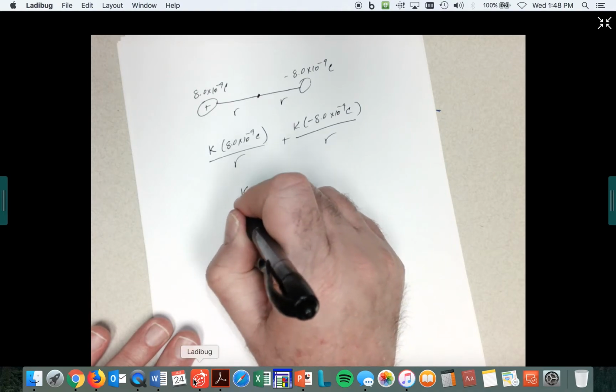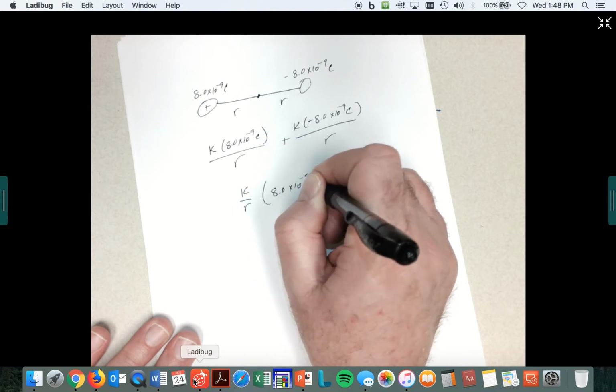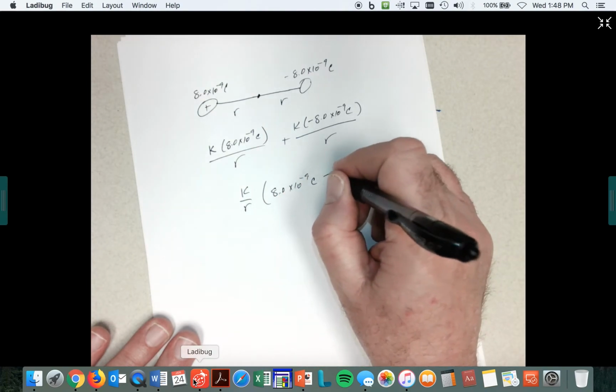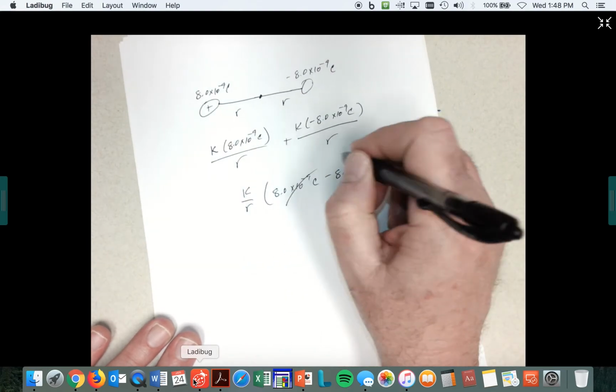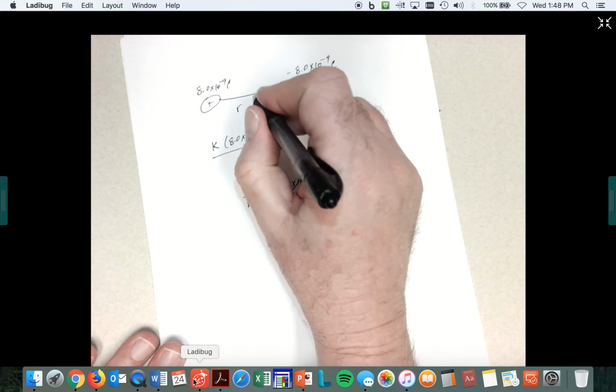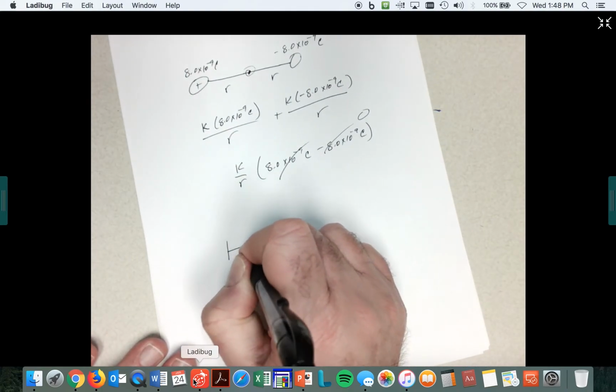I can factor out my K over R and get 8.0 times 10 to the negative 9 coulombs minus 8.0 times 10 to the negative 9 coulombs. Some of you are going, yeah, we get it, but I'm just hammering it home. That goes to 0. So right here in the middle, it's 0. But let's figure it out where it's at 0.2.